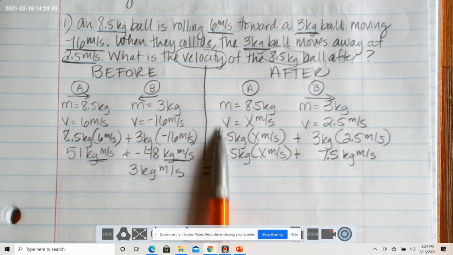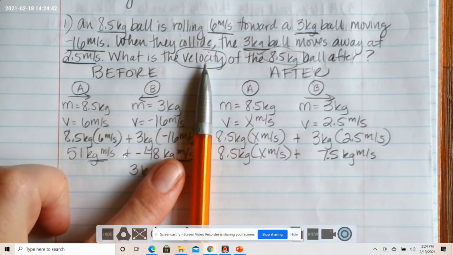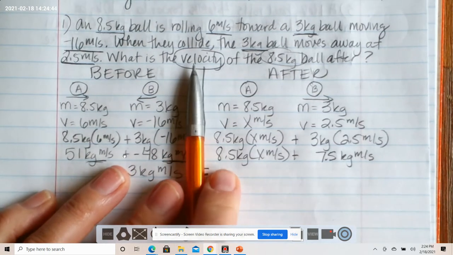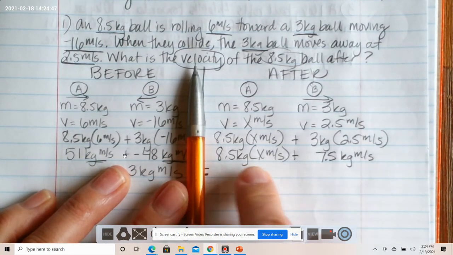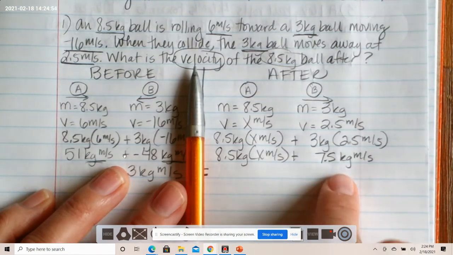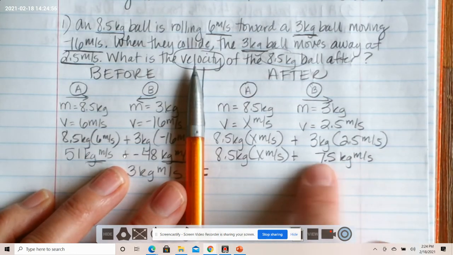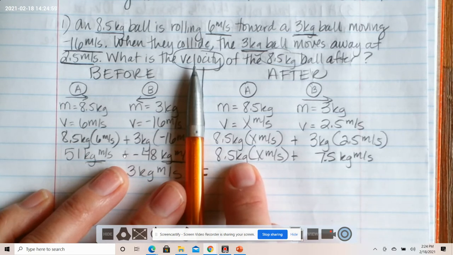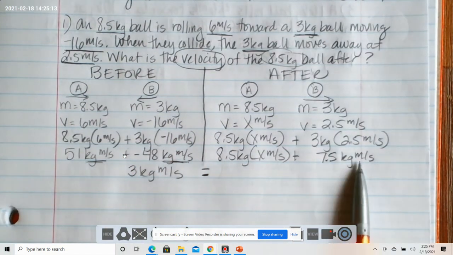Now, we already solved all of the before, so ignore what's happening on the before. After, we have a kilograms times an x, so we don't actually have a kilograms meters per second yet because we don't have a number for x. And over here, we have a kilograms meters per second. You cannot add that to this 8.5 because 8.5 is just a kilogram. They're not like terms. When you're adding and subtracting, you can only use like terms, and that's different than multiplying and dividing, okay? So no like terms means there's nothing else we can do on that side of the problem.